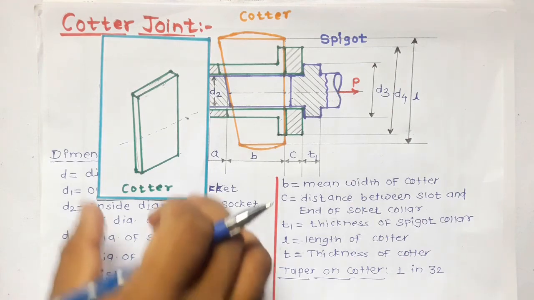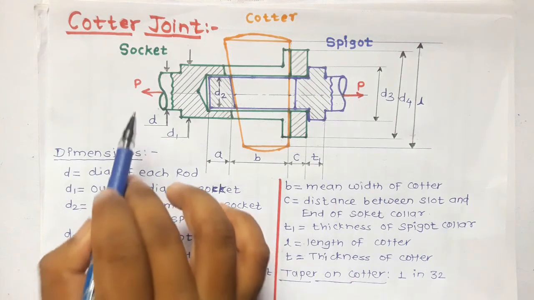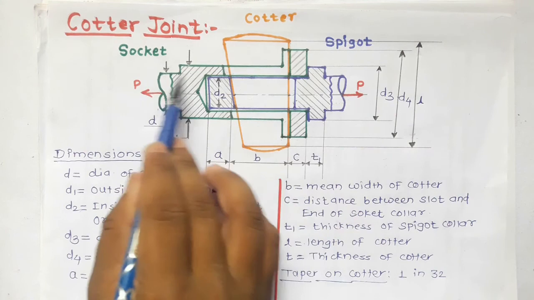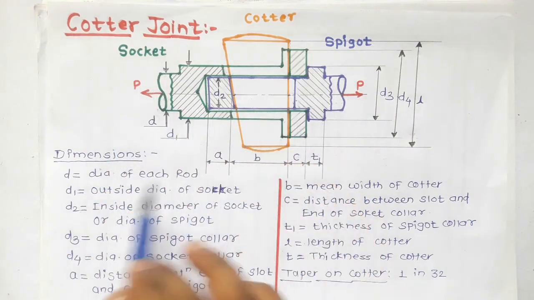So with these dimensions we have completed the dimensional parameters of this quarter joint. In the next part we will discuss the free body diagram of quarter joint, and the last point is nothing but the force P which is applied on both the ends of the rod, but as it is not a dimensional parameter I have not written it here.